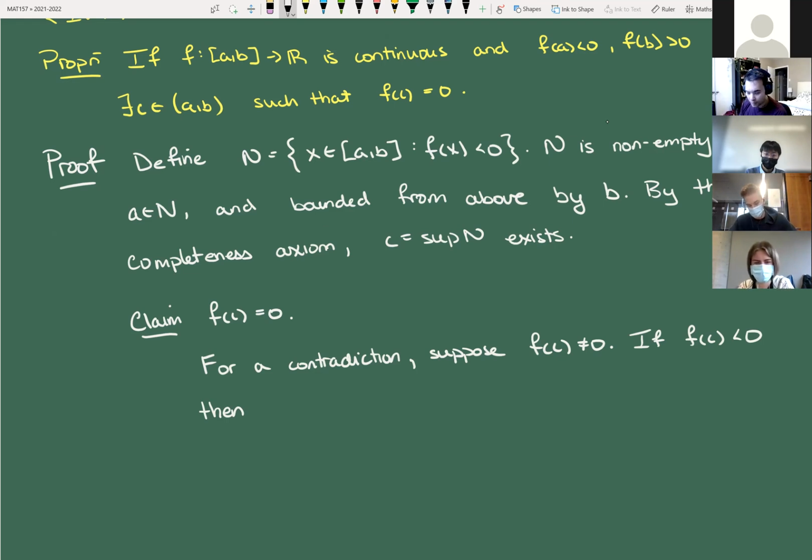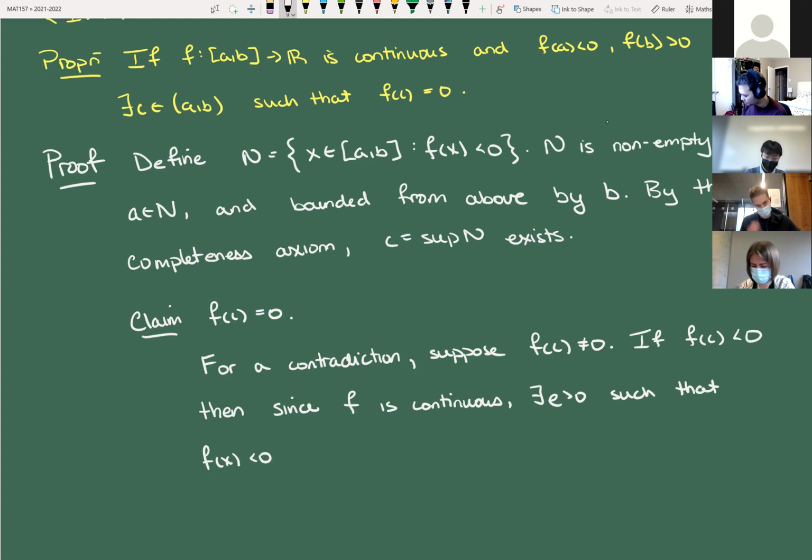So if f of C is less than 0, then since f is continuous, there exists a rho greater than 0 such that f of x is less than 0 for all x in (C minus rho, C plus rho). Okay. Now I don't remember when I stated this result. So if any of you are confused as to how I was able to conclude this, you should say something now. You should be like, wait a second, why do we know that that's true? Right? Does everyone remember this?